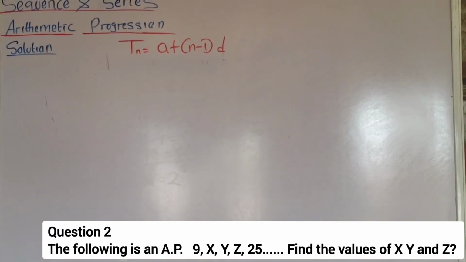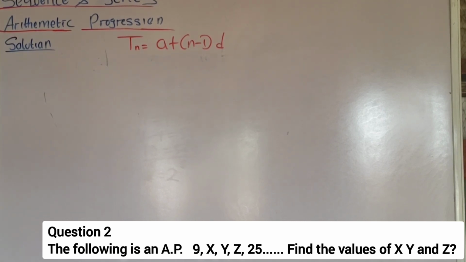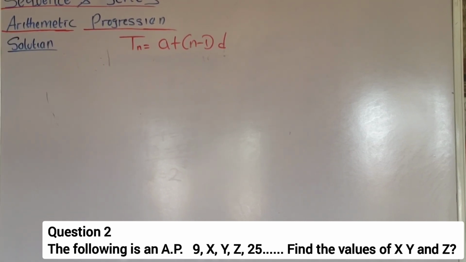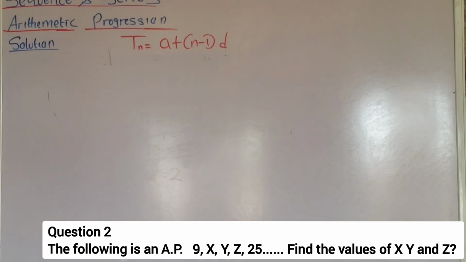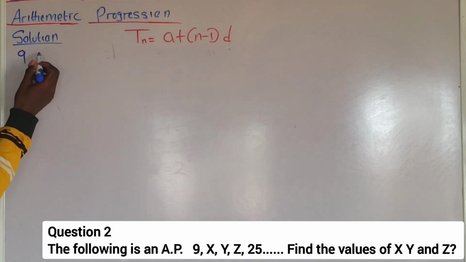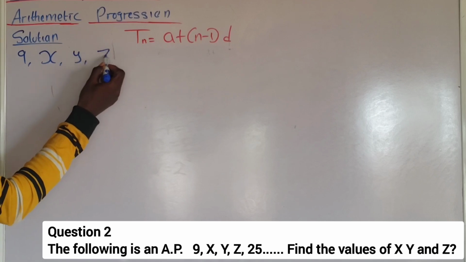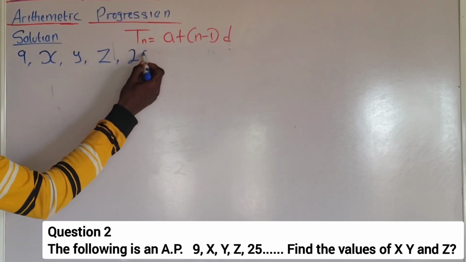The following is an AP: 9, X, Y, Z, 25. We are asked to find the values of X, Y, and Z. Question B, we are asked to find the 60th term. Question C, the next 3 terms after 25 above. Now, let's start by writing out the information that we are given in the question. We are given that the following is an AP: 9, X, Y, Z, 25.